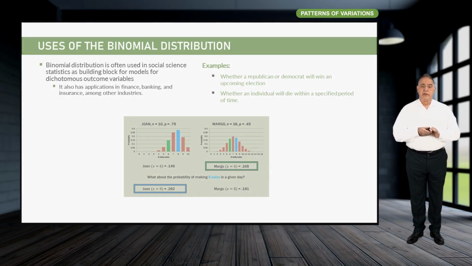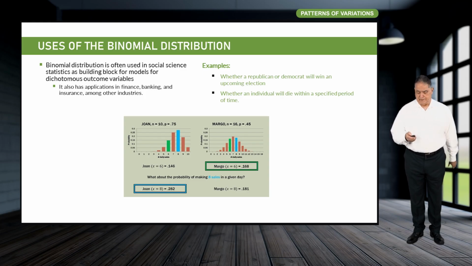It is often used in social sciences statistics as a building block for modeling dichotomous outcome variables. For example, whether a Republican or a Democrat will win an upcoming election in the United States of America, whether an individual will die within a specified period of time from a particular illness.